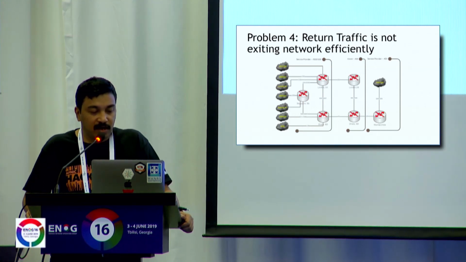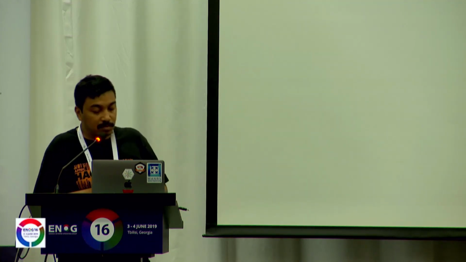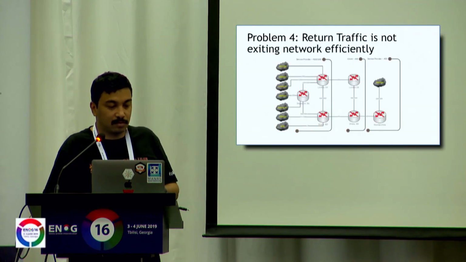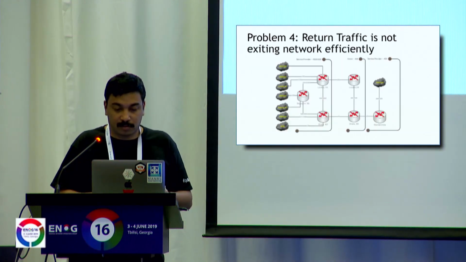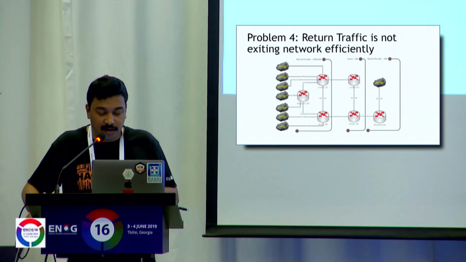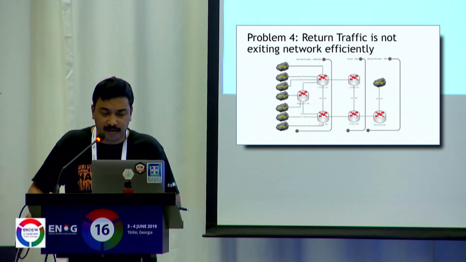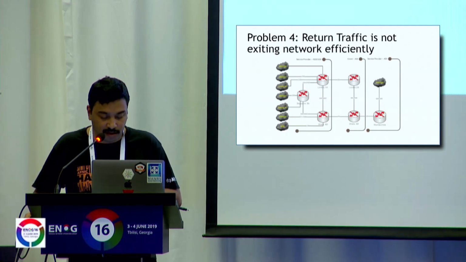So return traffic is not exiting the... as you can see, the customer is connected in two different networks as usual, in 10102 and another service provider. It is also connected with AS10102 in London and in Dhaka. So the customer is advertising all the same prefixes across all upstreams from both the routers.